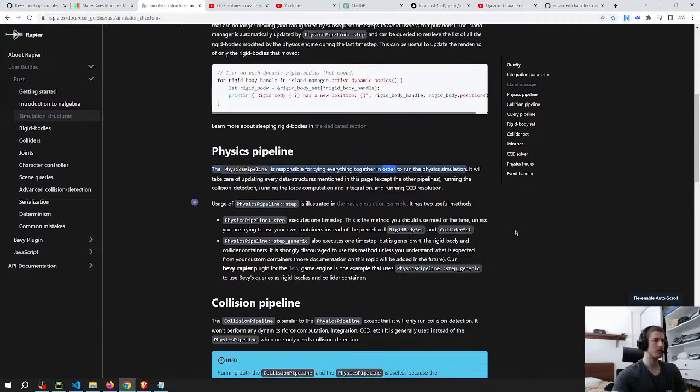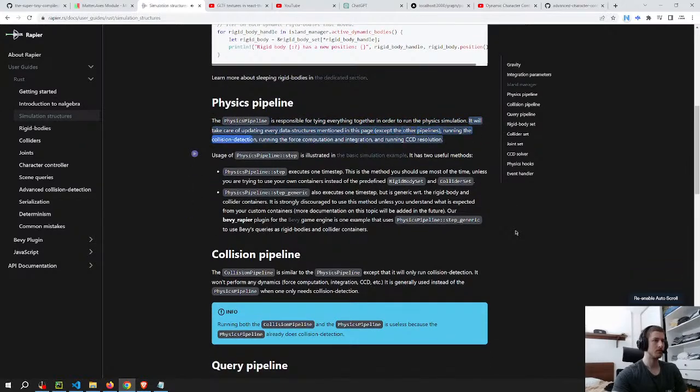Physics pipeline. The physics pipeline is responsible for tying everything together in order to run the physics simulation. It will take care of updating every data structure mentioned in this page, except the other pipelines, running collision detection, running the force computation and integration, and running CCD resolution. Usage of PhysicsPipeline::step is illustrated in the basic simulation example.